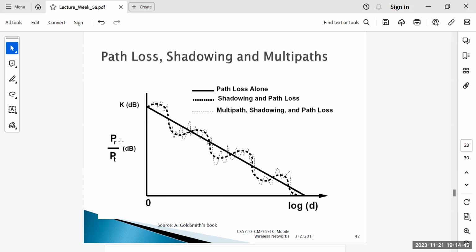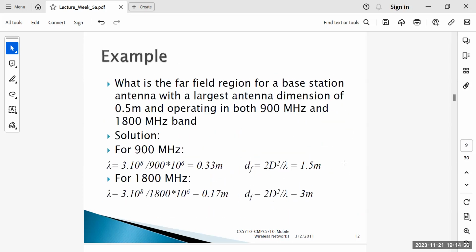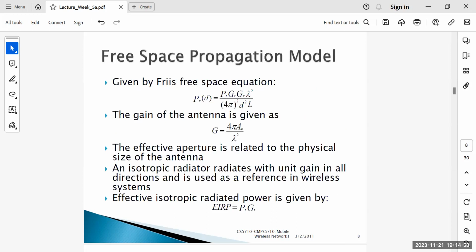Yes, then you have also seen this in the Friis equation. So the distance was in the numerator. Let me just quickly show you the Friis equation again. So distance was in the numerator, right?